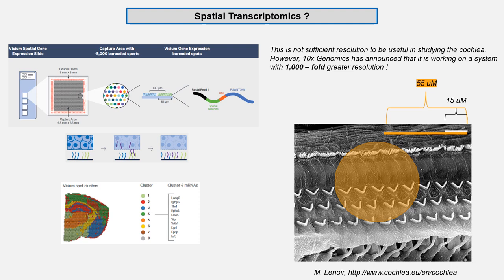imagine from this illustration, that would hardly be informative in distinguishing the transcriptomes of hair cells from supporting cells, for example. However, 10x Genomics has announced that it will achieve a 1,000-fold increase in resolution in the near future, so this may become an area of active research in the inner ear soon.